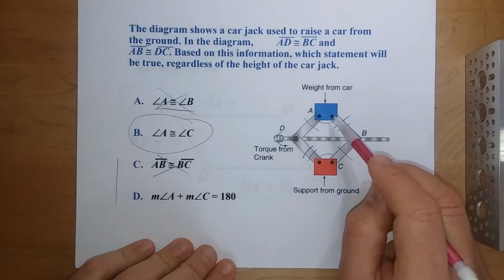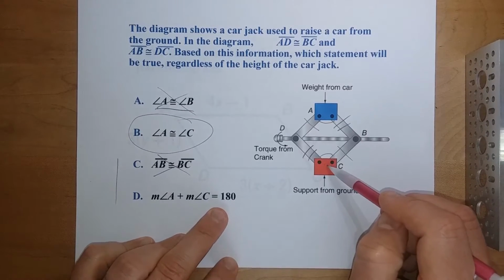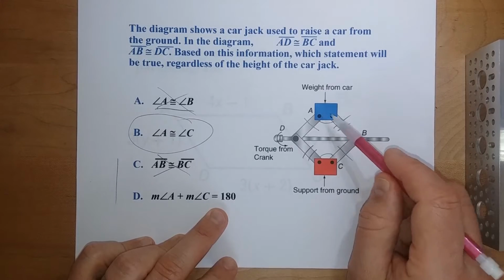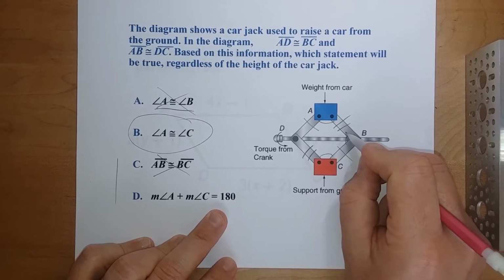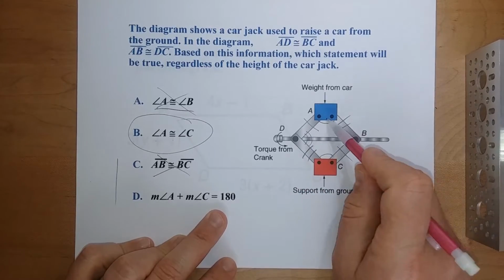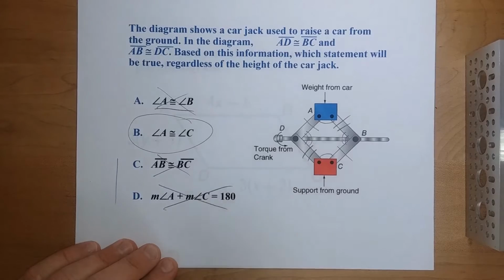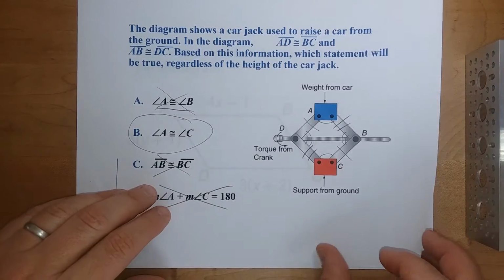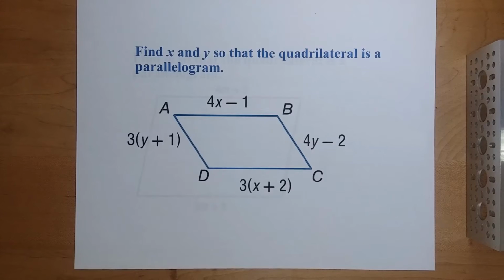And the measure of angle A plus the measure of angle C will always equal 180? That's not true. The measure of angle A plus the measure of angle B will always equal 180 because those are consecutive interior angles. So this is not going to be true. But angle A will always be congruent to angle C regardless of the height of that jack. All right, let's try one with some algebra in it.